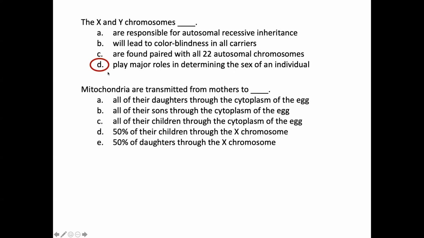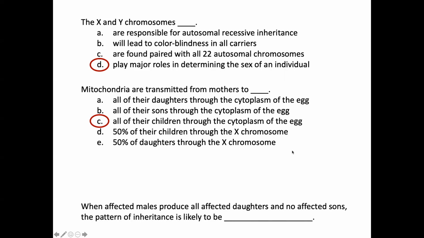Okay, the second one. Mitochondria are transmitted from mothers to... okay, you can pause here. So this is quite apparent that C is the correct answer, because mitochondria and the mitochondrial DNA are passed from mothers to children from the cytoplasm of the egg. We learned about that. Mitochondria are in the cytoplasm, therefore their DNA is also passed through the cytoplasm.